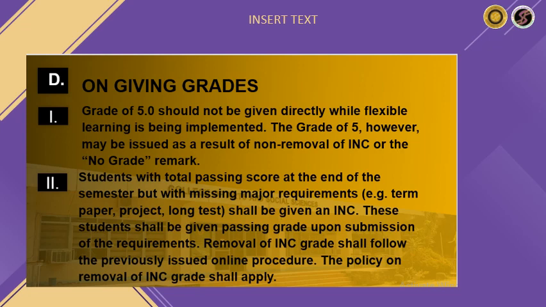So what is the difference between INC and no grade? It says here: students with total passing score at the end of the semester but with missing major requirements. So your score is passing. If the passing score is 50, you receive a grade of 50 or higher, but you fail to submit one major requirement, or you fail to take the exam, you will be given a grade of INC.